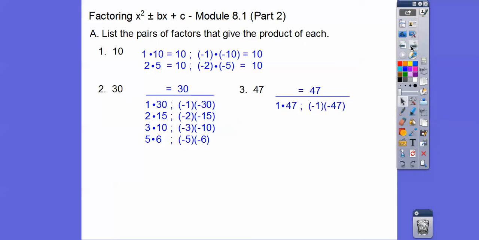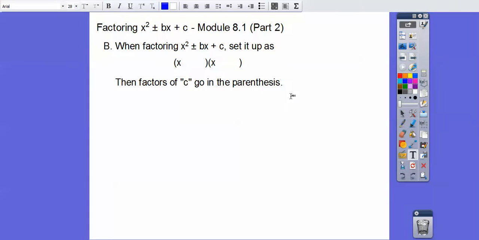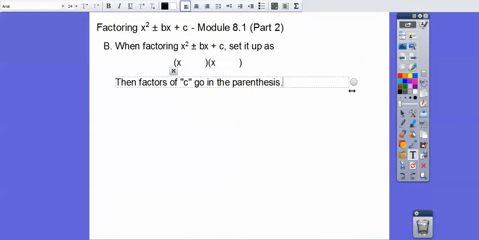So that's what this lesson is about, you guys. When we're factoring a 1x squared, or just an x squared plus or minus bx plus c, we set it up with these two parentheses right here, and then what goes in these parentheses are whatever factors of c add to b. Okay, the factors of c go in the parentheses. All right, I should have said that add to b.